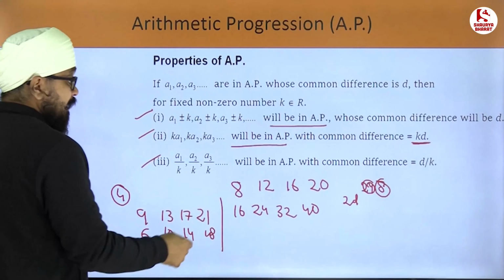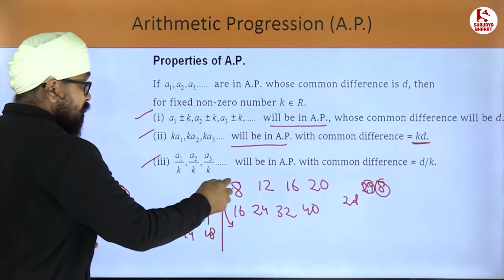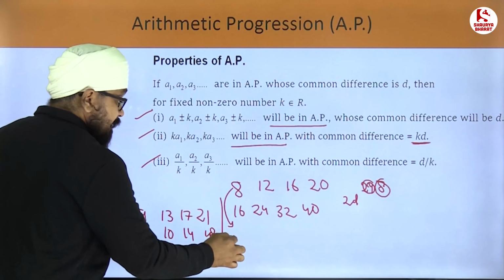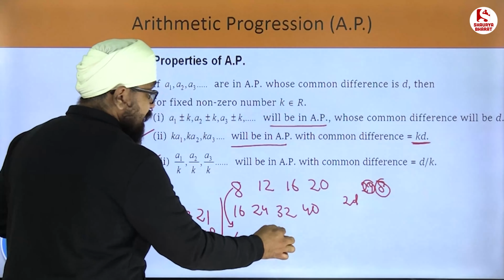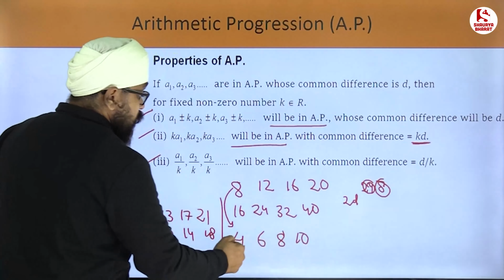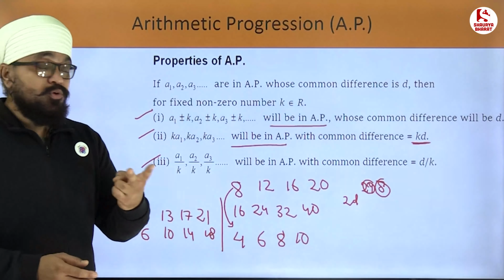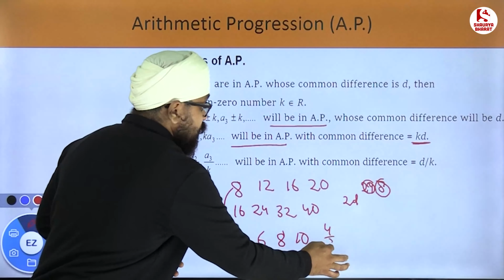And in the same way, when we divide, let us divide by 2. So, we will get here how much? We are getting 4, dividing by 2, 6, 8 divided by 2, 10. What is the common difference? Common difference is 2. 2 means 4 divided by 2.